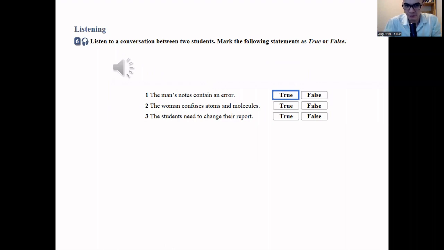For the second one, the woman confuses atoms and molecules. The answer to this one is false. She said that atoms were confusing, but she didn't talk about molecules, right?